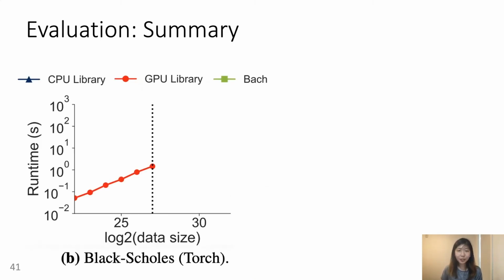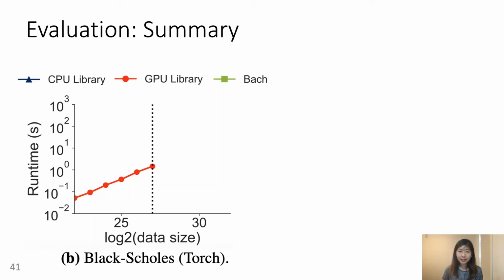We evaluated each workload on 3 different implementations. The CPU library implementation indicates the original workload before making any changes to port it to the GPU. The GPU library implementation indicates a handwritten implementation that uses a GPU library as a drop-in replacement. Finally, the Bach implementation indicates that we imported an annotated library into the code.